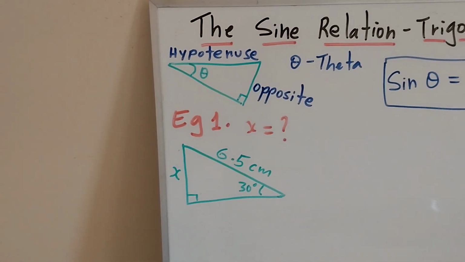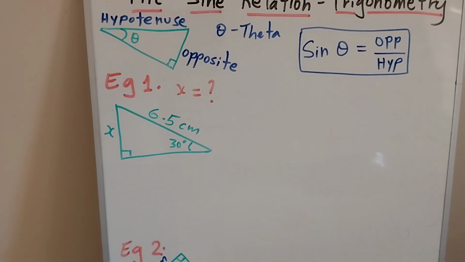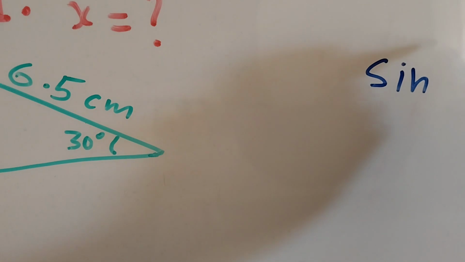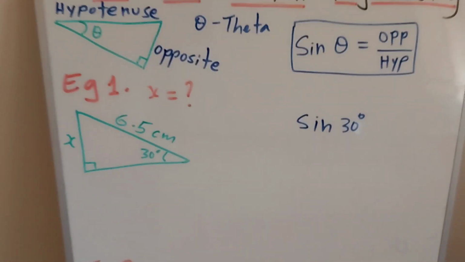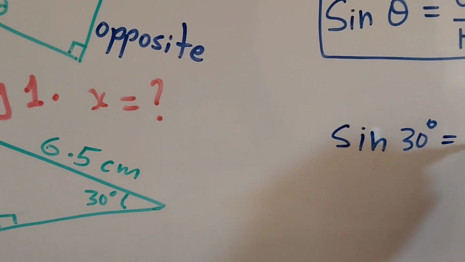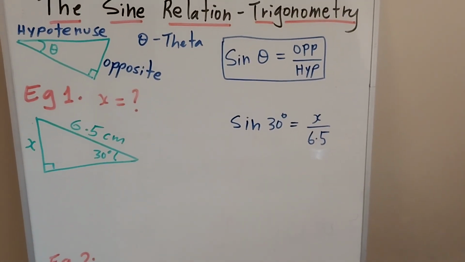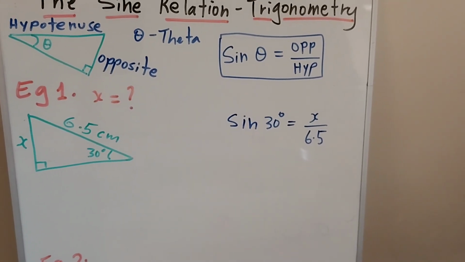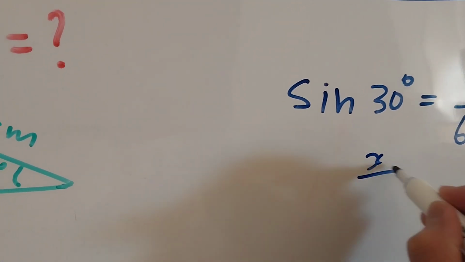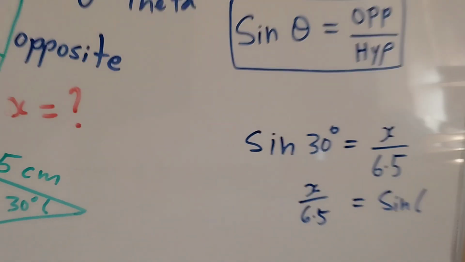So let's look at the first one. The trigonometric ratio is sine of the angle theta equals opposite over hypotenuse. So for this particular triangle, sine of the angle 30 degrees is equal to opposite, which is x, divided by hypotenuse, which is 6.5. Now we can swap sides of the equal sign, right hand side to left, left hand side to right. So x over 6.5 is equal to the sine of 30 degrees.